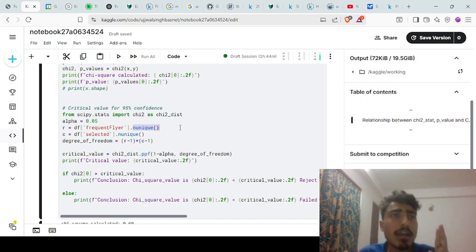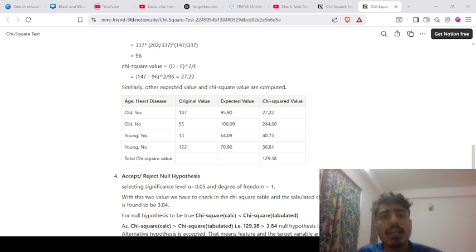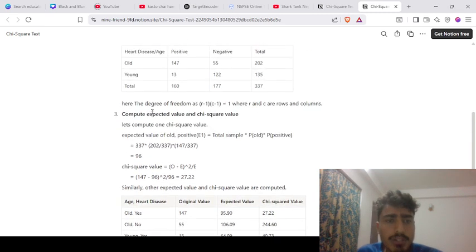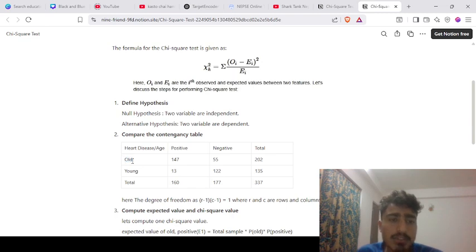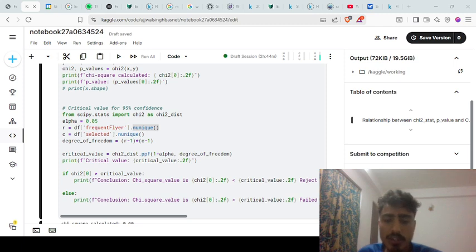Like in the previous slides we had old and young, two classes. Likewise here, one is one class and the other class is young. There are multiple classes, I think 124 unique values in the features.